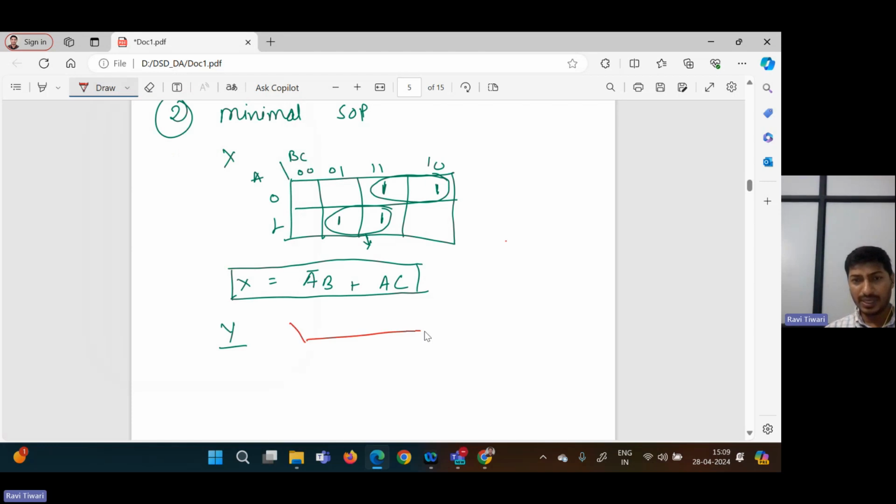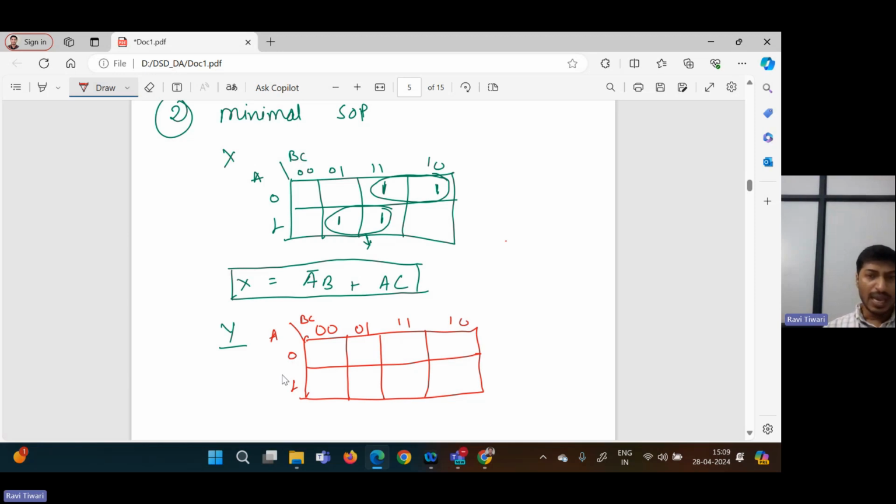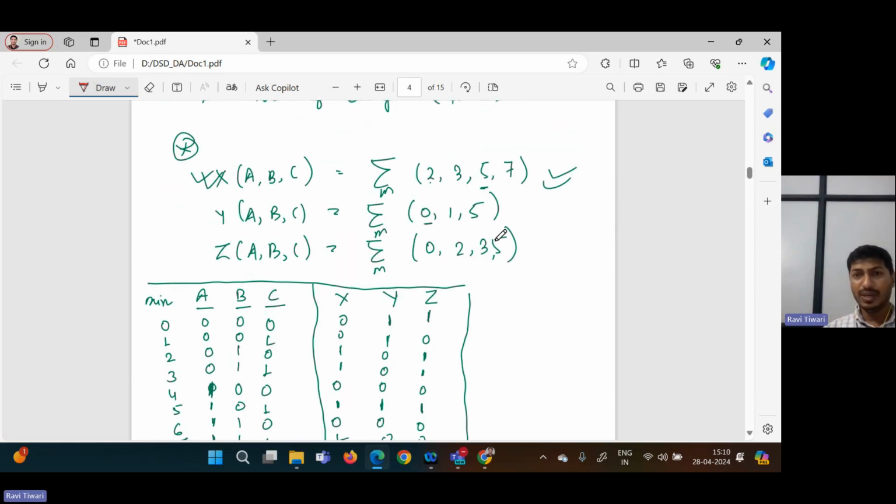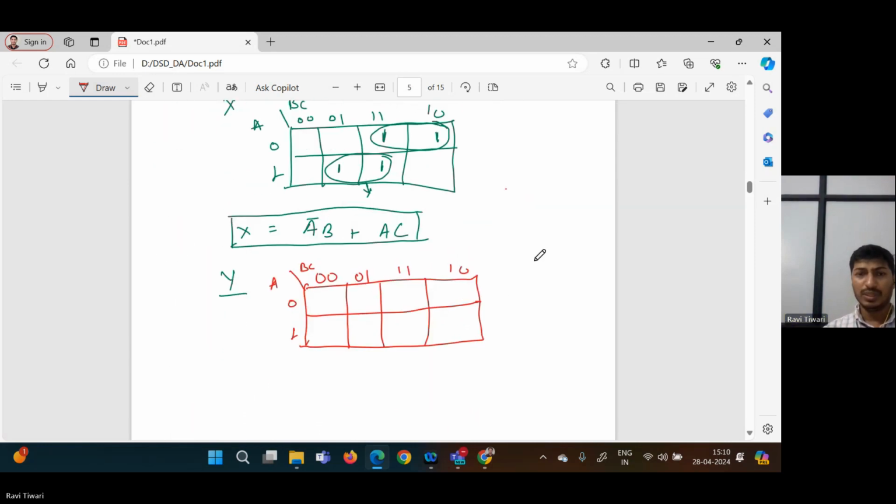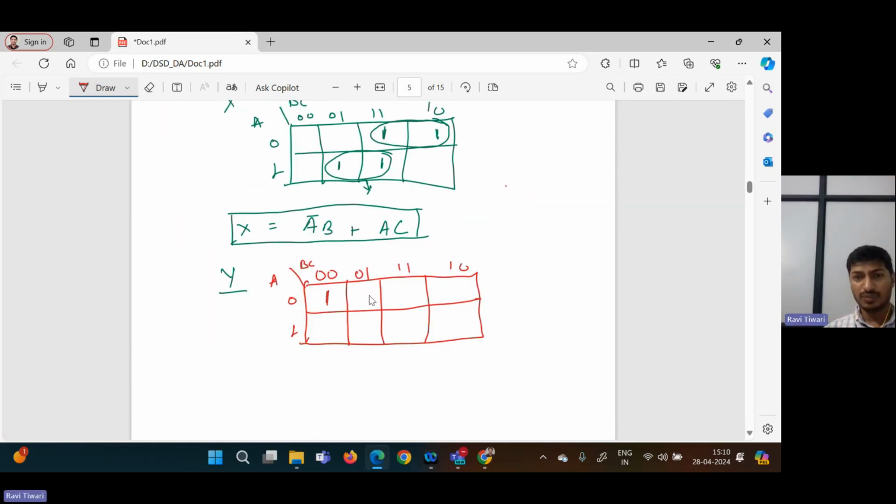So here also I'm drawing the K map for Y. As we are having three variables, this side I'm taking A, this side I'm taking BC. So 0, 1, 0, 0, 0, 1, 1, 1, 1, 0. And for Y we have 0, 1, 5. So for 0, this is 0, this is 1, and this is 5.